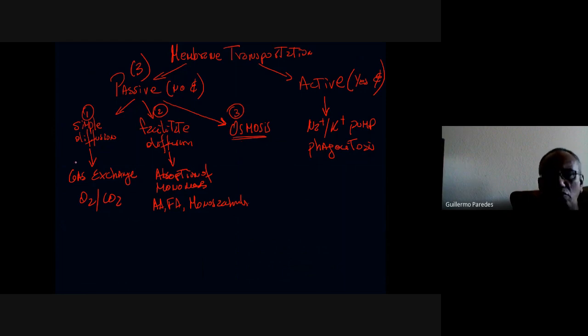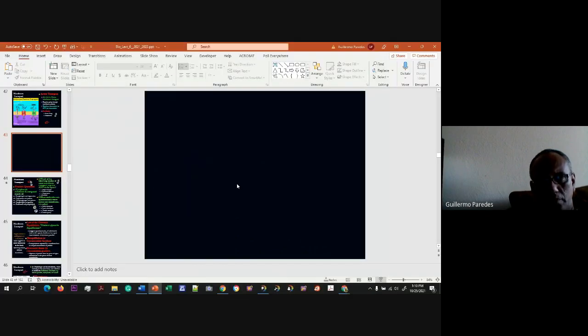So all the transportations that we are talking about do not need energy. Only the active ones need energy; the best examples are the sodium-potassium pump and phagocytosis. The rest is passive transportation. Passive transportation could be simple diffusion, facilitated diffusion, or osmosis. And right now, we are going to talk about osmosis. We already know what the concentration gradient is.